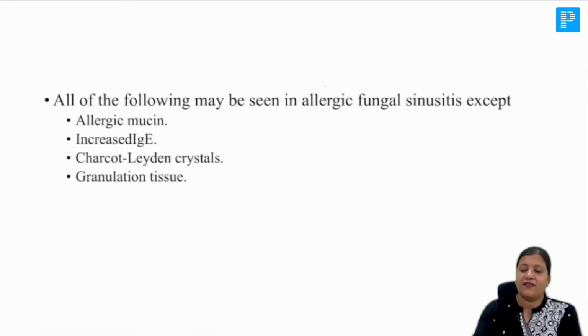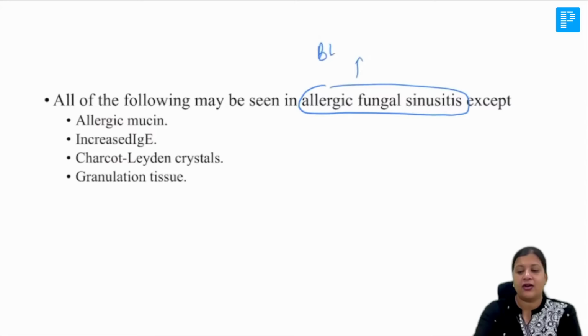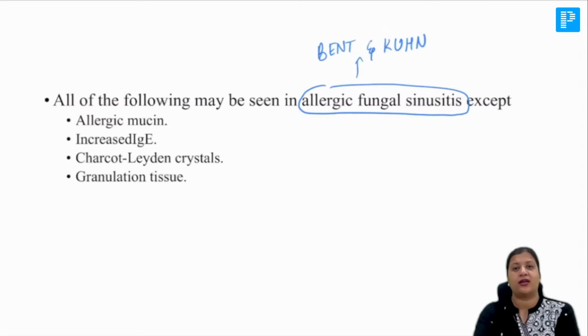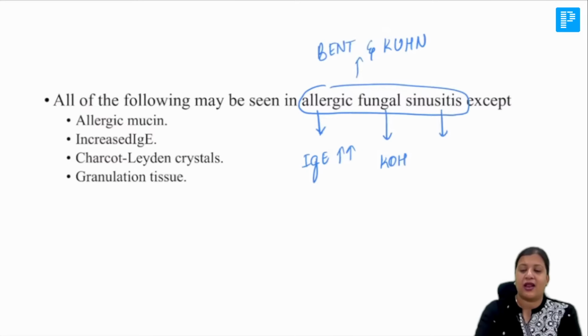So whenever we talk of allergic fungal rhinosinusitis, there is a criteria by Bent and Kuhn, and there is a major and a minor component to it. So in the major component, whenever we say allergy, what should be positive? IgE levels should be elevated, then only we say it is allergic. Whenever I say fungal, what should be positive? KOH stain should be positive. Whenever I say rhinosinusitis, there should be some allergic mucin, which is the feature.